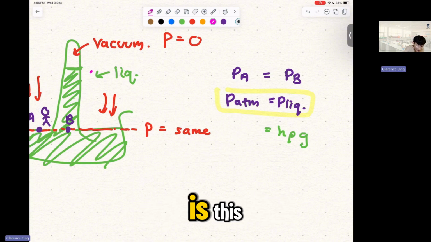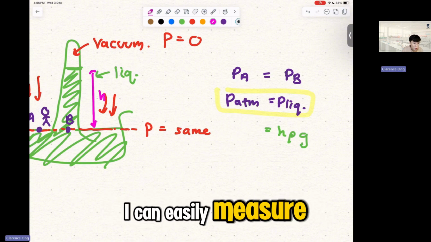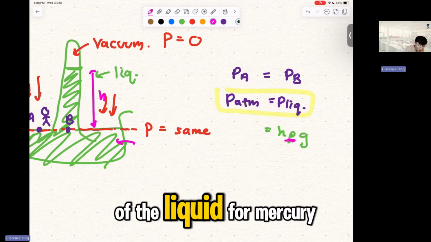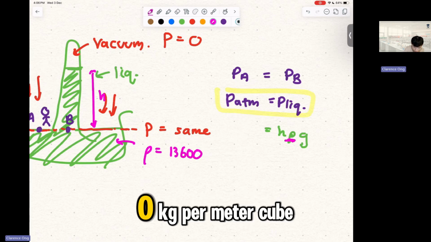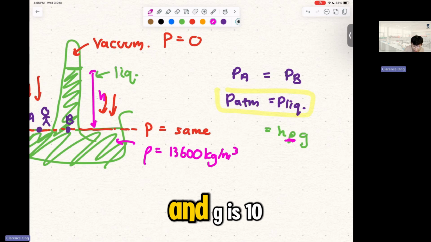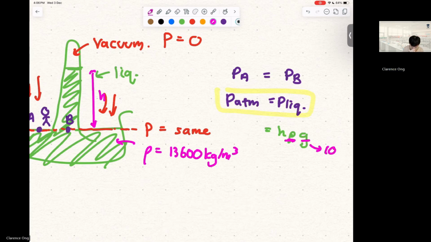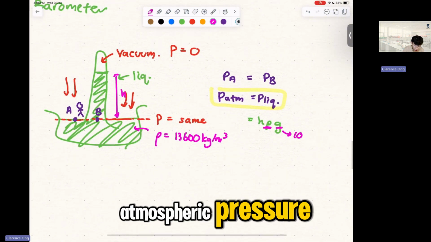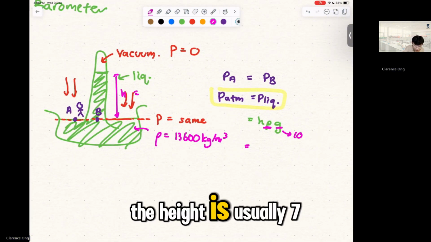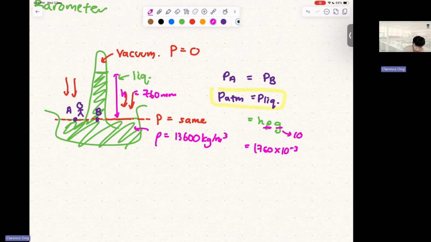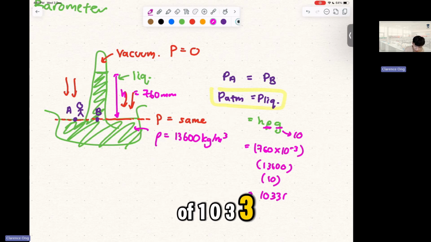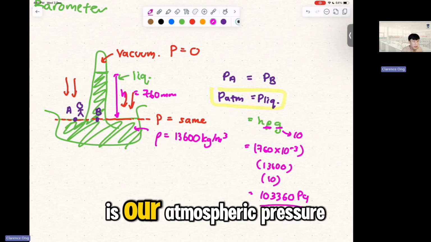So, if I know the height of the column, which I can easily measure, and the density of the liquid, which for mercury is usually 13600 kg per meter cube, and g is 10, I can find the atmospheric pressure. The height is usually 760 mm. So 760 converted to meters, multiplied by 13600, multiplied by 10. That will give me an answer of 103,360 pascals. And this is our atmospheric pressure.